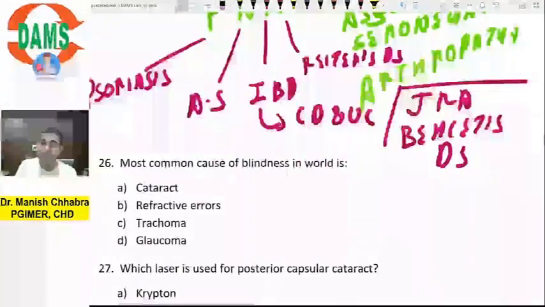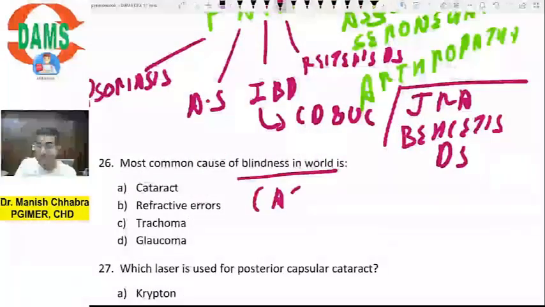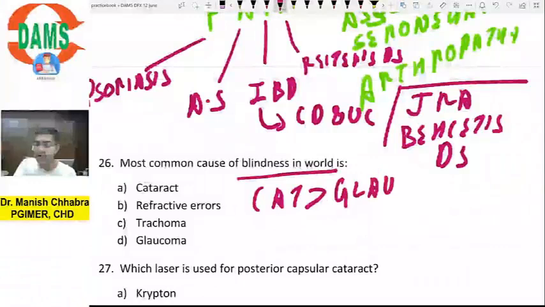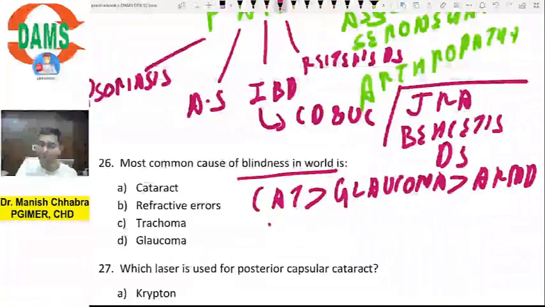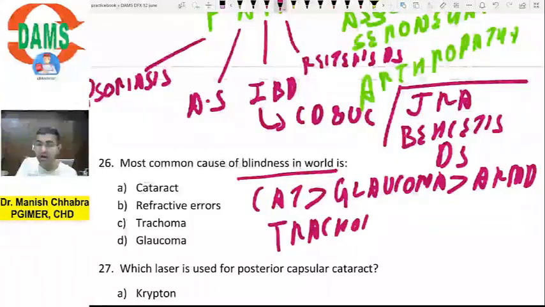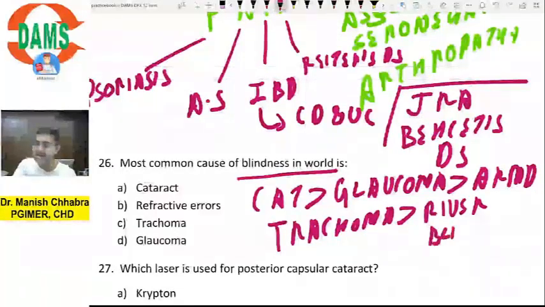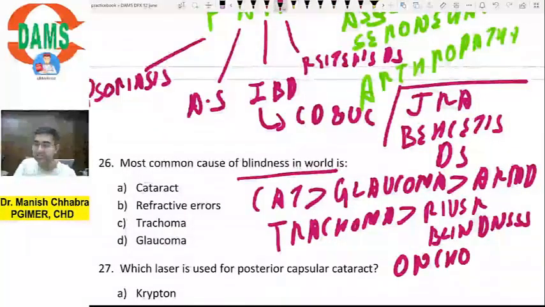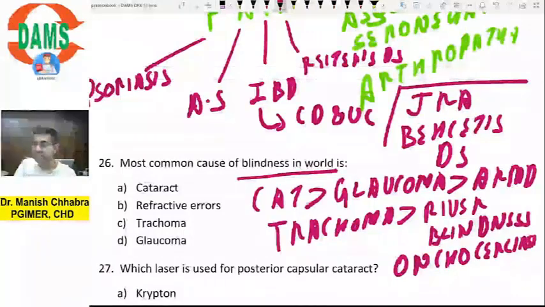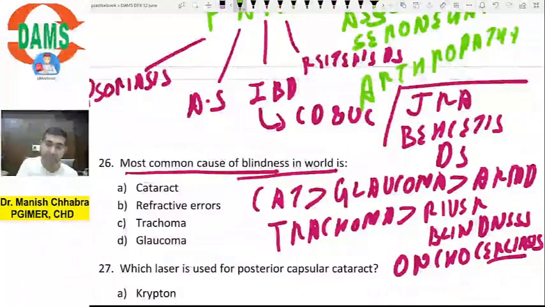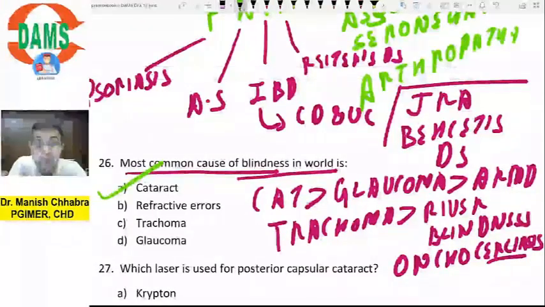Okay. Most common cause of blindness in the world. So we have already done in class cataract. If not in the option, go for glaucoma. If not in the option, go for age-related macular degeneration. If not in the option, go for trachoma. If not in the option, last go for river blindness, or the other name of river blindness is onchocerciasis. So here if we go with the options, which is the best option? Most common cause of blindness in the world is cataract. Most common cause of preventable blindness is also cataract.